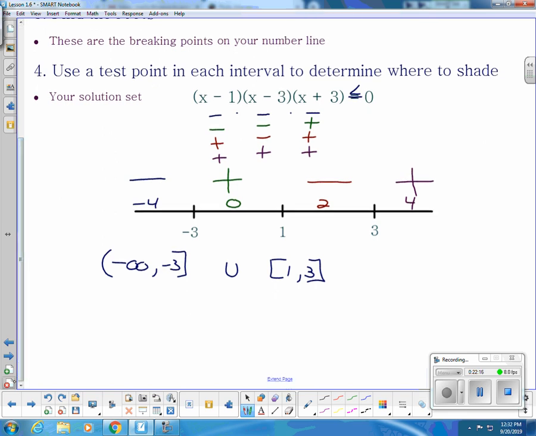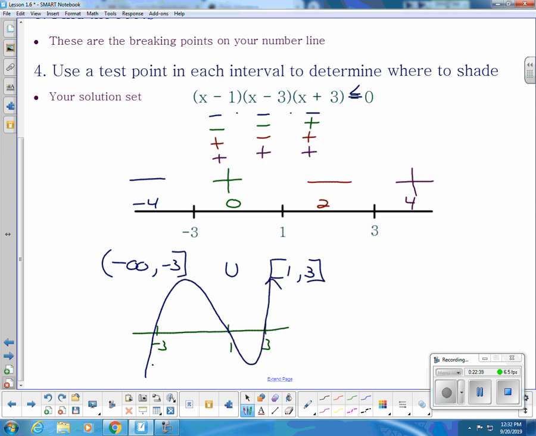Why would we ever care about this? Well, if you're graphing, you're placing your x-intercepts on it. This is telling me that my graph on the left side of negative 3 is negative, below the x-axis. It goes above the x-axis until it gets to the 1.